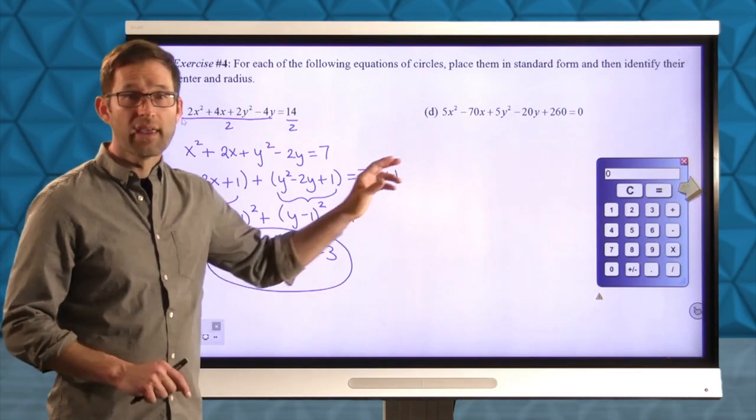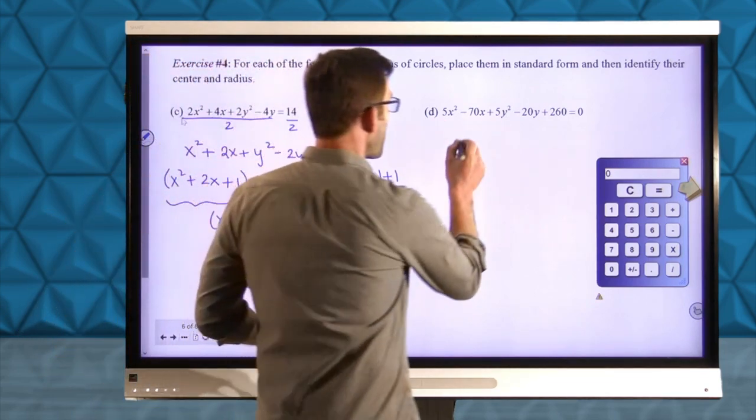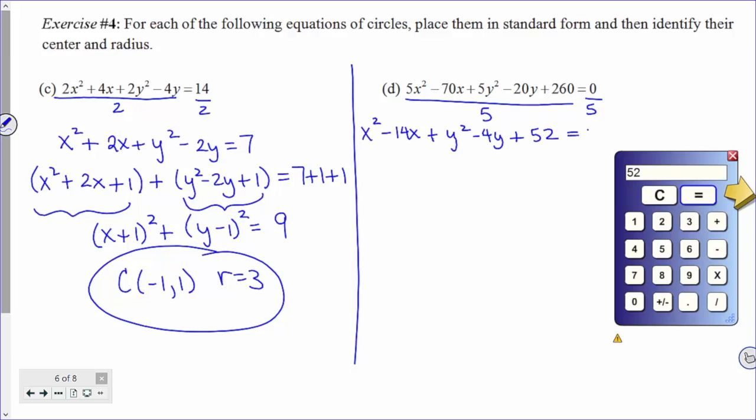All right. Well, again, we have to start by getting rid of those two 5s. The 5x squared and the 5y squared, we can't have those. So we divide both sides of the equation by 5. Let me just draw a line here. 5x squared divided by 5 will just be x squared. 70 divided by 5, 14. So minus 14x plus y squared minus 4y. 260 divided by 5 is 52, equals 0.